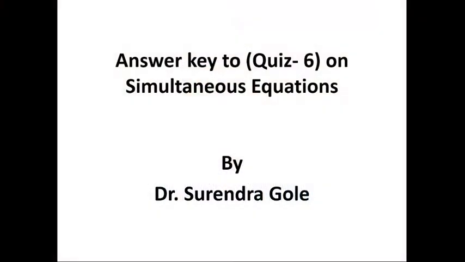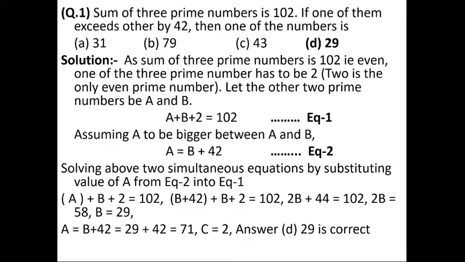See the first question. Next. Sum of the three prime numbers is 102. If one of them exceeds other by 42, then one of the number is. The solution is in front of you. Go through it and you will be able to get the answer. Next.